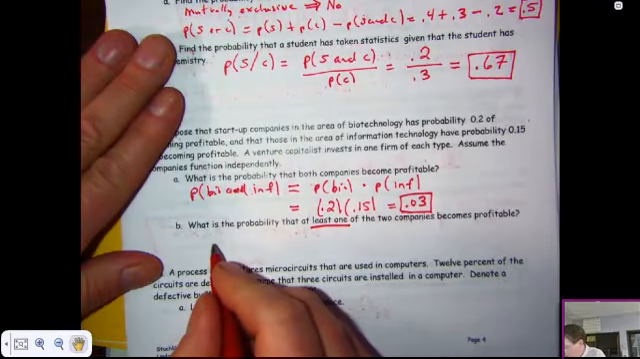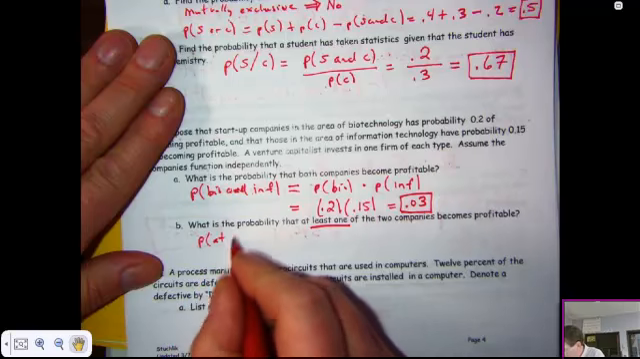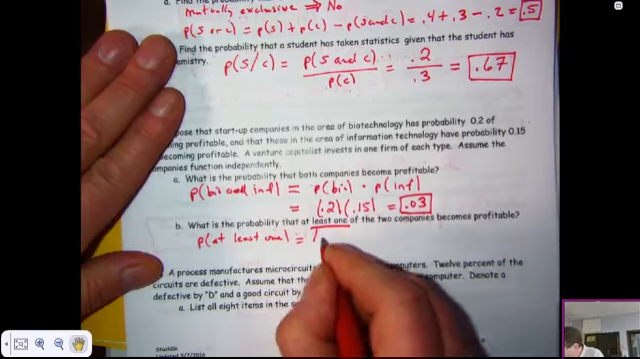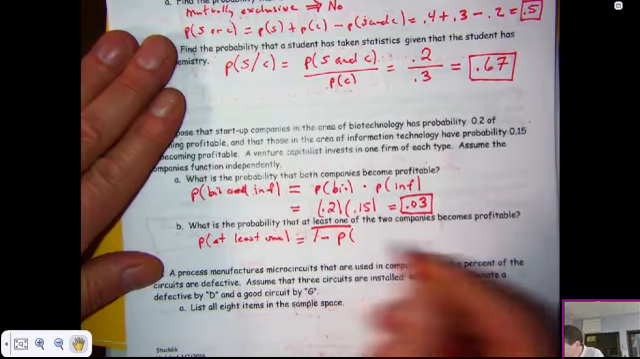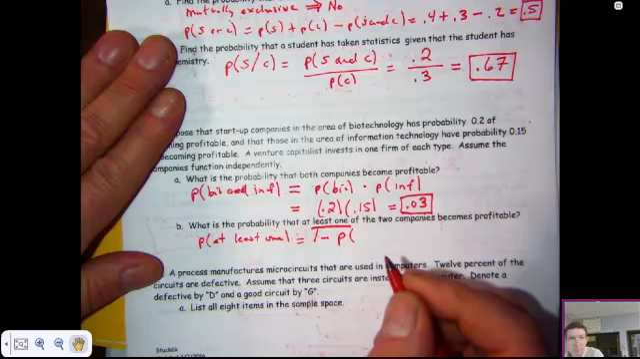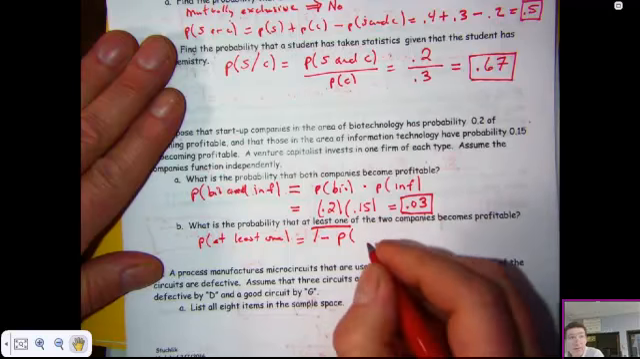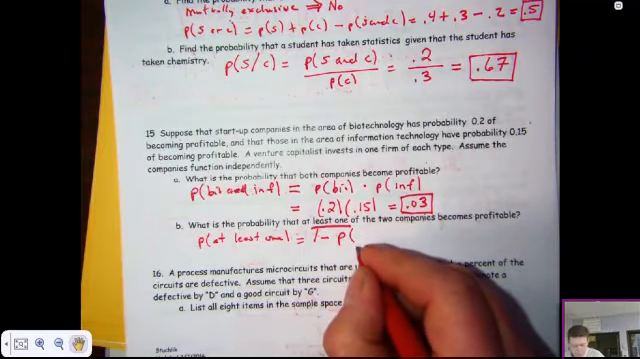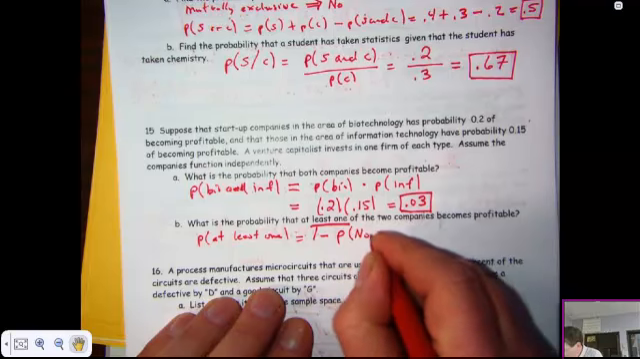One minus. Yeah, so this would be the probability of at least one. It would be 1 minus the probability of the complement. What's the complement? Yeah, none of them, right? None are profitable. The complement.